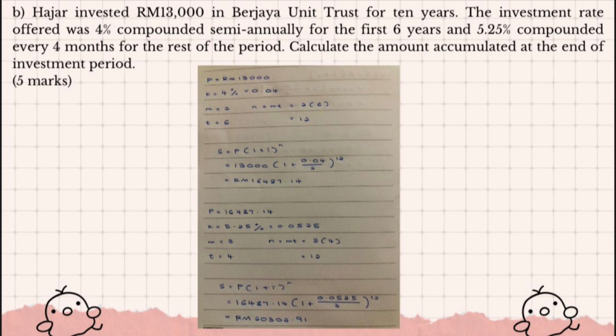So, P equal to principal, K equal to interest rate and compounded equal to M. So, you have to use the formula that followed by the question.